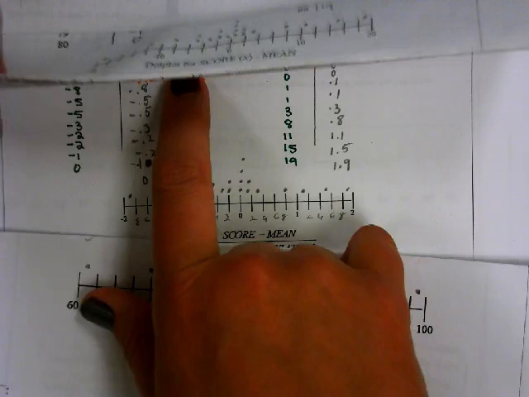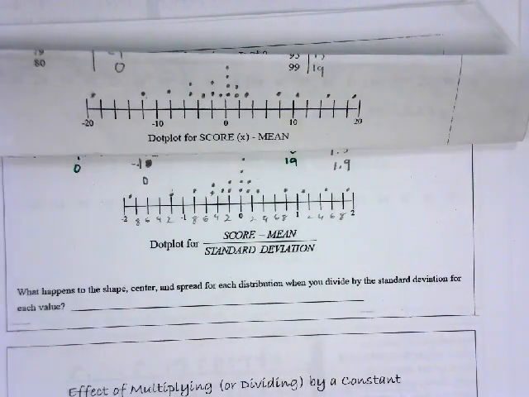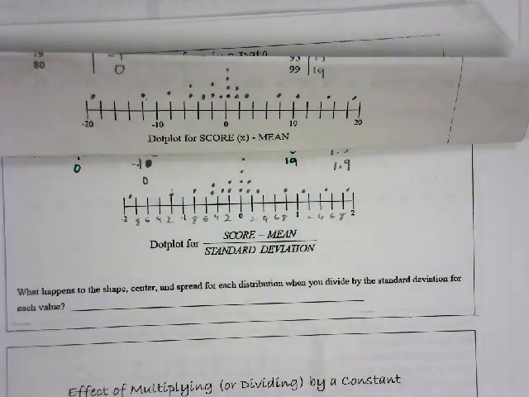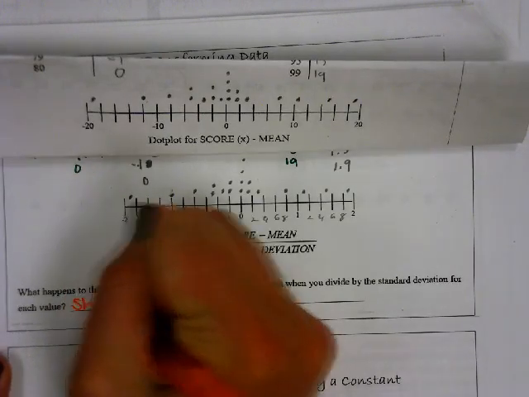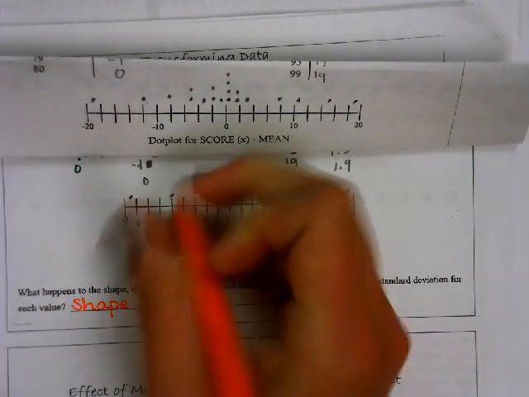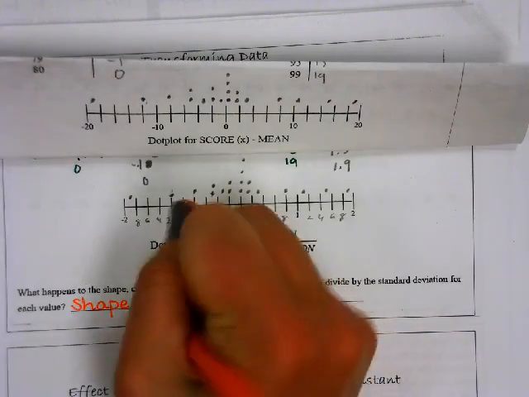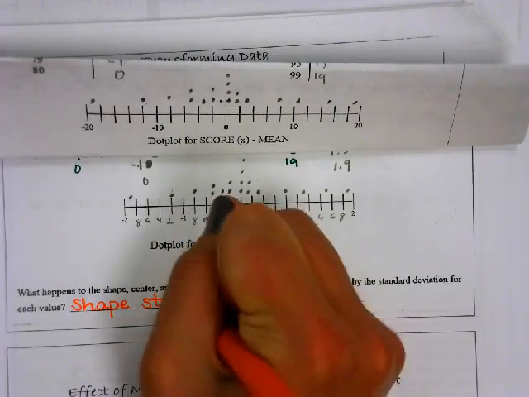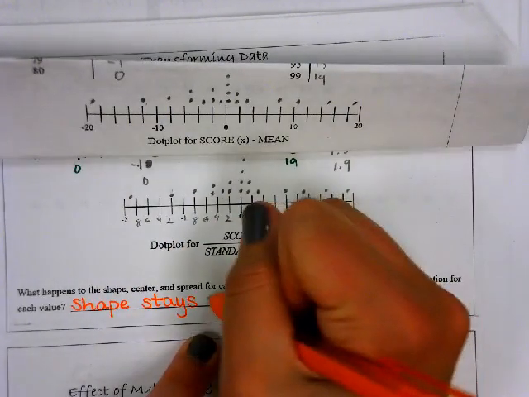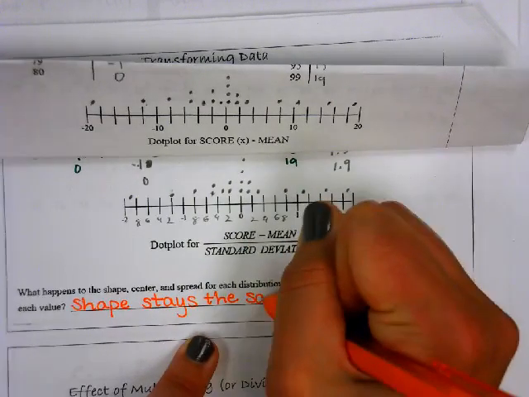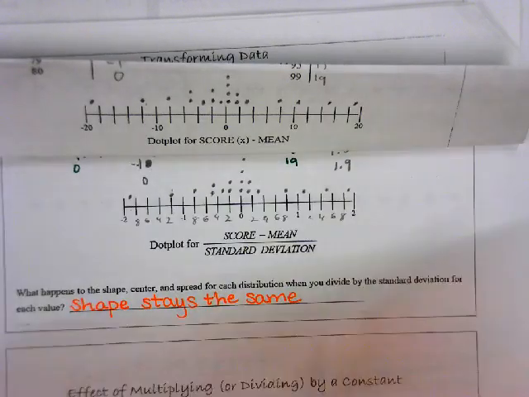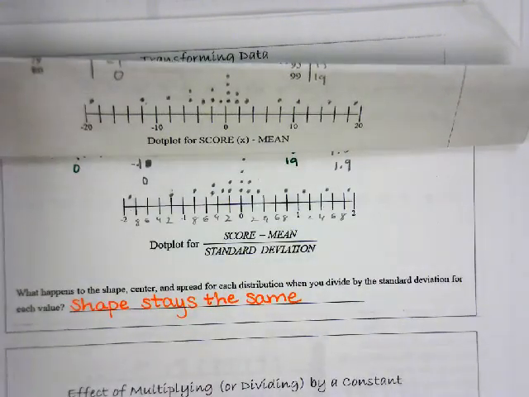So, down below, what happens to the shape? Shape stays the same. Now, the weird one is our center. Center technically gets divided by 10. But what is 0 divided by 10? 0. So it looks like it stays the same, but you actually do divide your center. And we divided our spread as well.